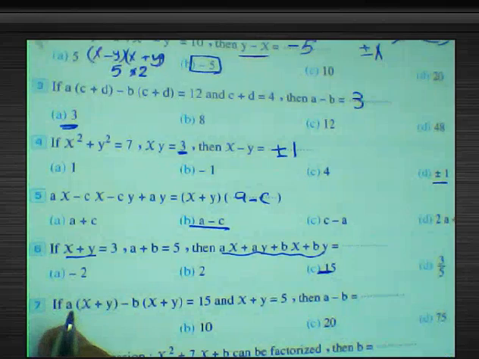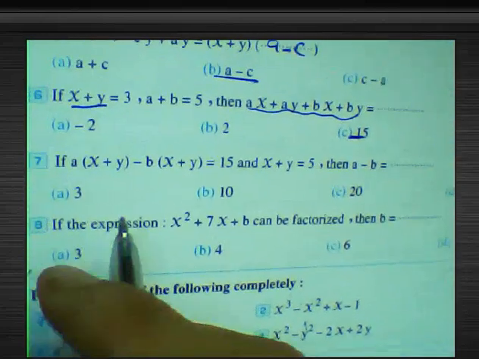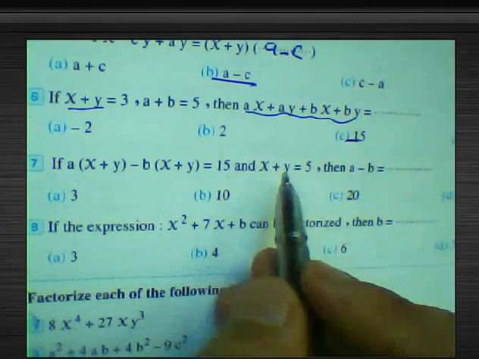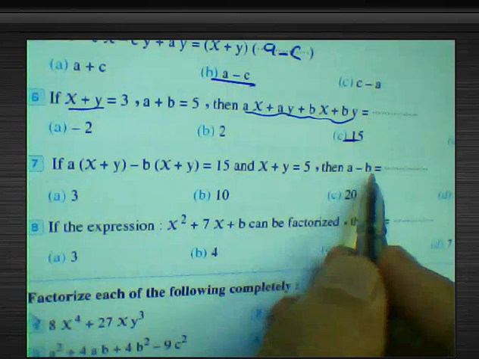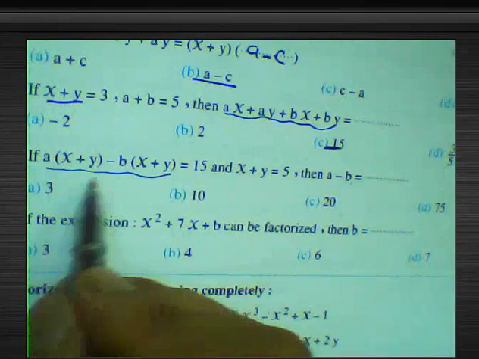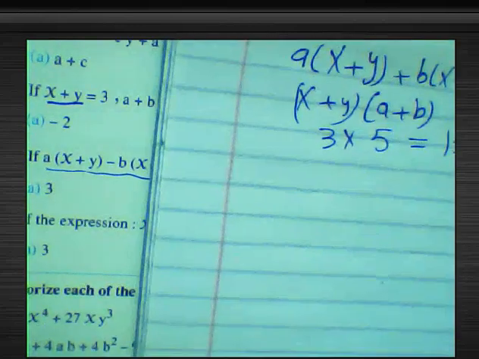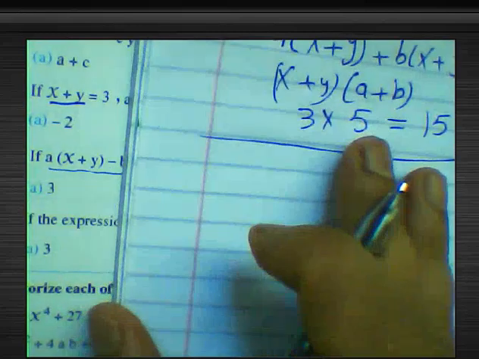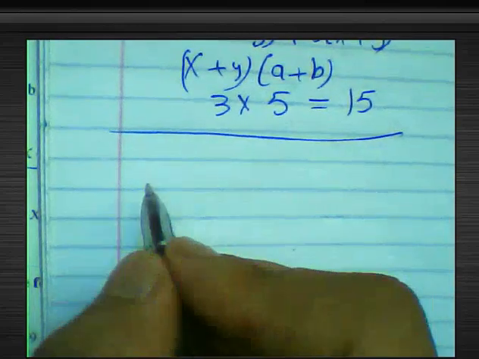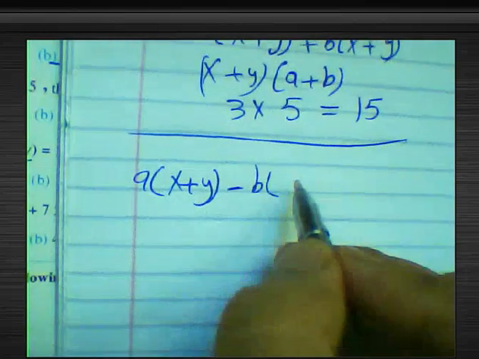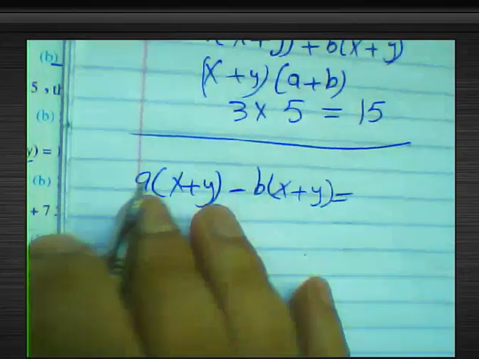Question number 7. If a multiply x plus y subtract b multiply x plus y equal 15, and x plus y equal 5, then a subtract b equals blank. We can factorize this expression by writing x plus y outside as the common factor between two terms. Okay, right here, a times x plus y subtract b multiply x plus y equal 15.